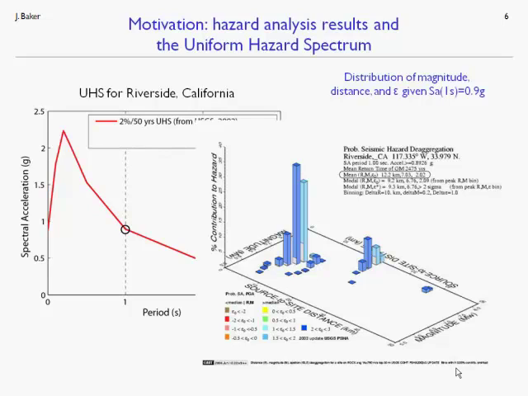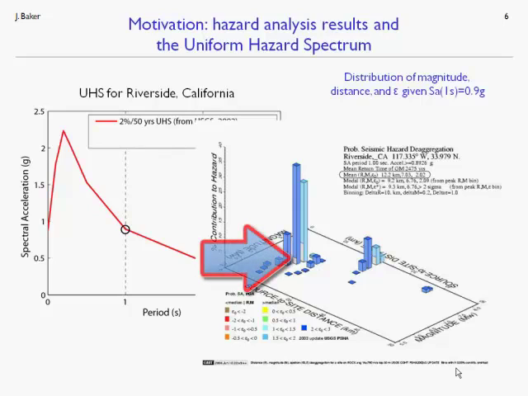What's the distribution of those three parameters given spectral accelerations at 1 second having a 0.9 g amplitude? We see there's a small contribution at a magnitude of 8 and a distance of 20 kilometers. That's corresponding to the San Andreas Fault, located about 20 kilometers away, that occasionally produces magnitude 8 earthquakes, and that has some contribution to ground motions at our site with the 0.9 g amplitude at 1 second.